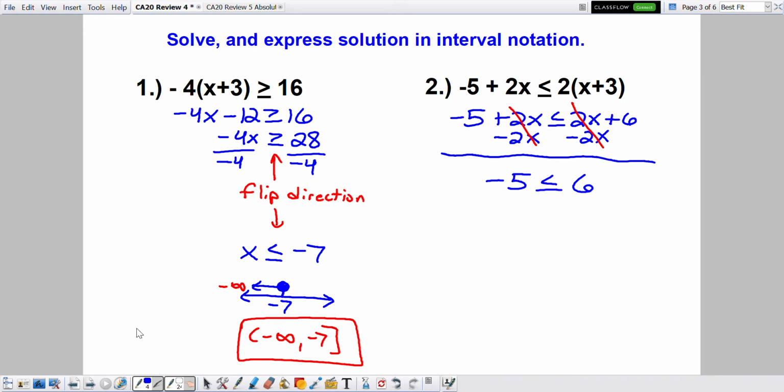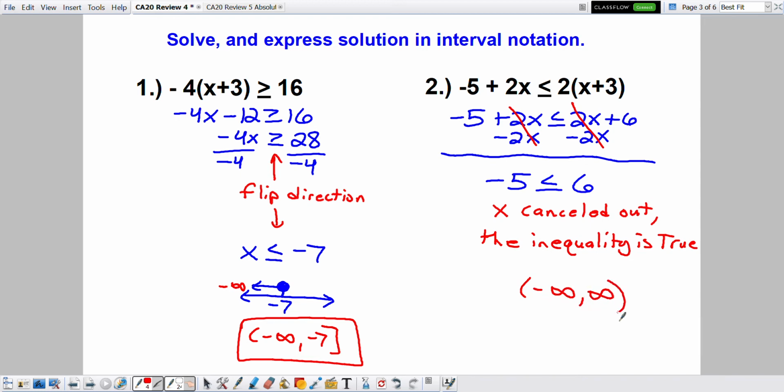And so, I'll write down the x canceled out, and the inequality is true. Okay? And so, this right here is always true no matter what. So the answer is really all real numbers from -infinity to infinity. It doesn't matter what x equals. Any value you plug in for x would still make that inequality true. There's nothing you can plug in for x that would make it not true. And so the answer is all real numbers or -infinity to infinity.